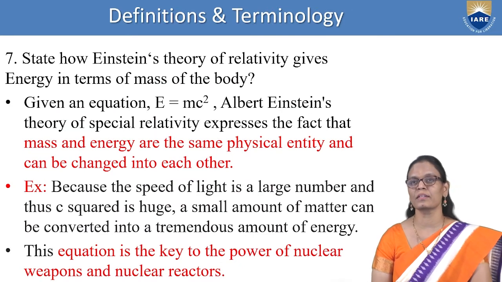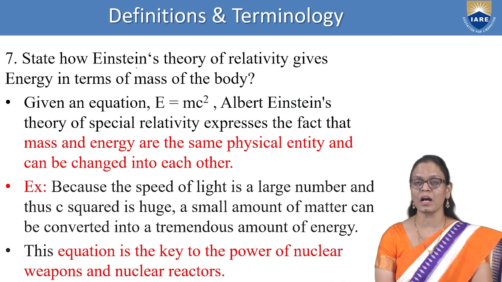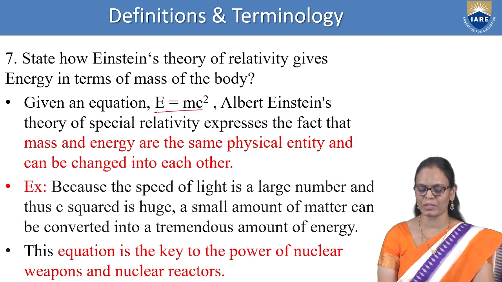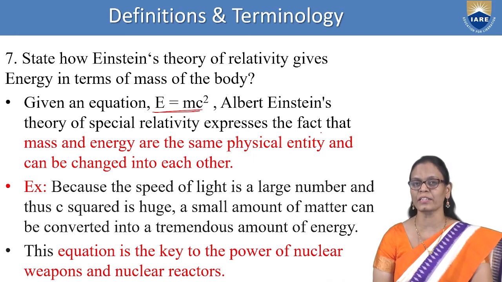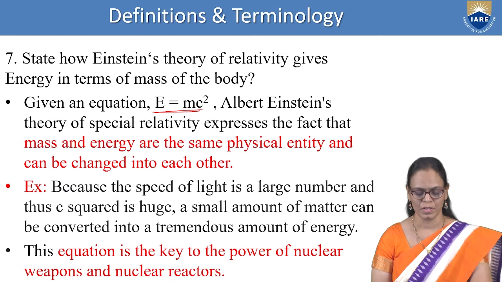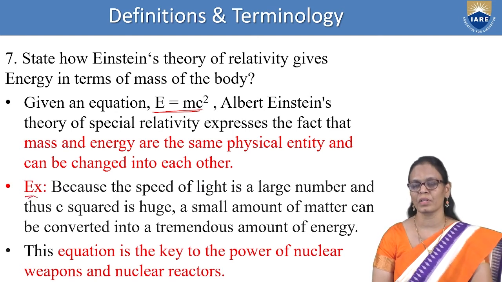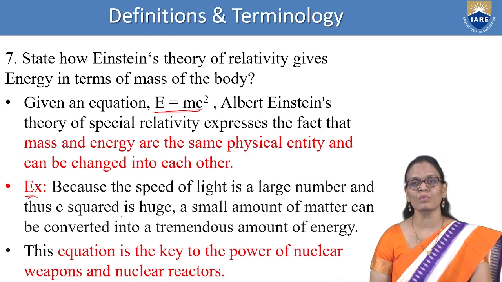Now coming to the Einstein theory. State how Einstein's theory of relativity gives energy in terms of mass of the body. What is Einstein's relation? E is equal to mc square. This relation expresses the fact that mass and energy are the same physical entity, and they can be changed from one to the other. What is the example we can see here? Speed of light is a large number and the square of it will be very large. A small amount of matter can be converted into a tremendous amount of energy.